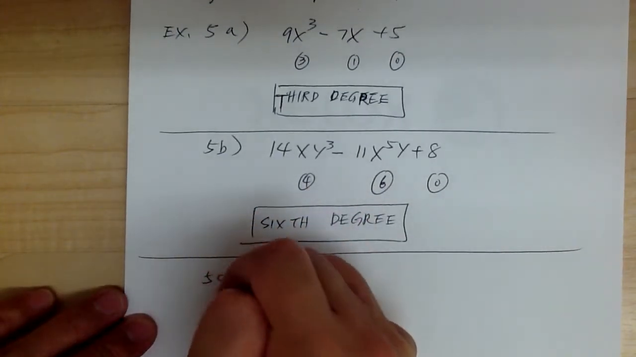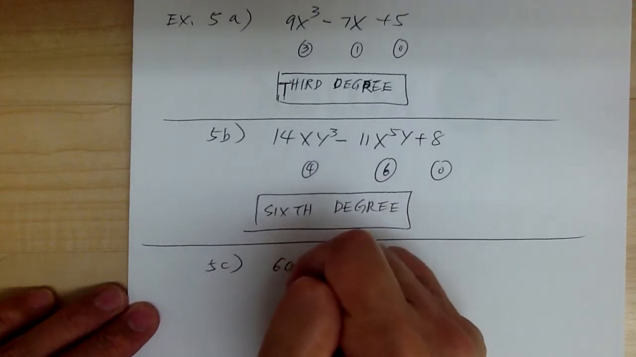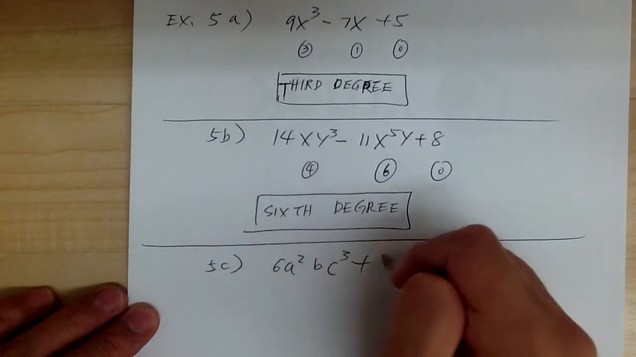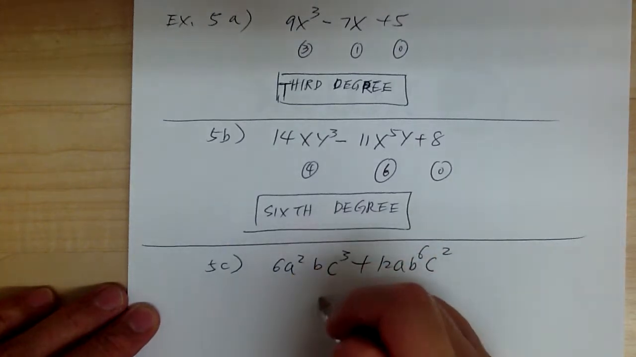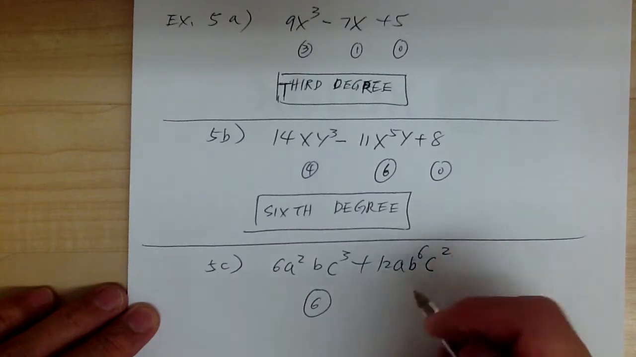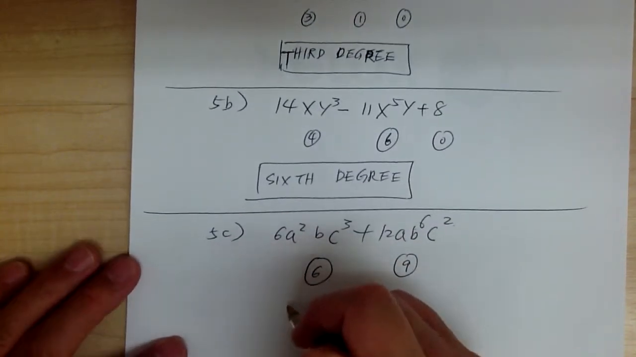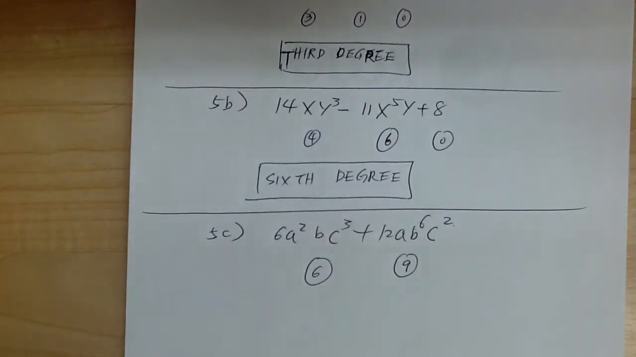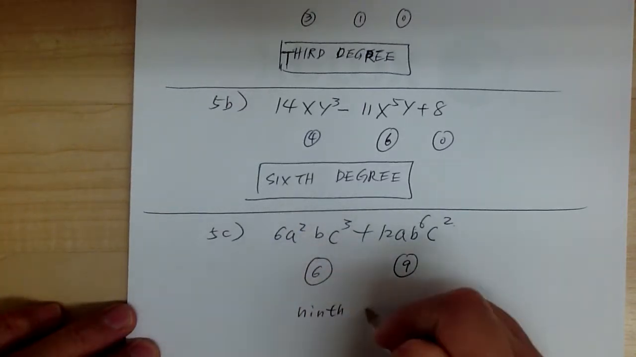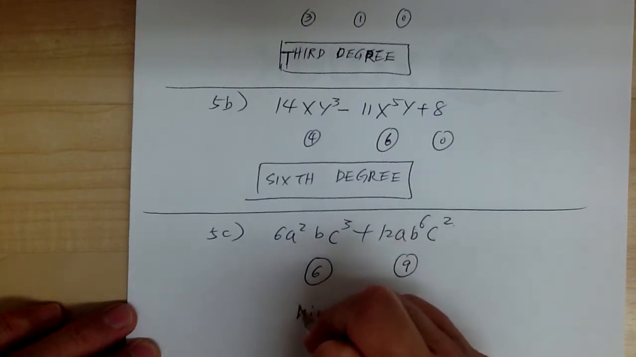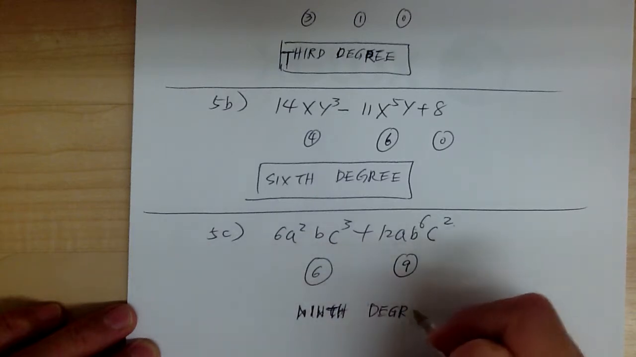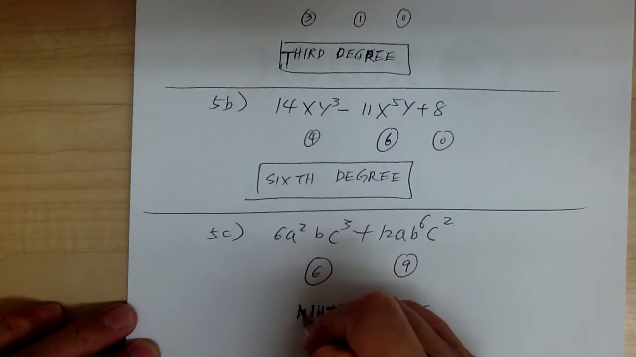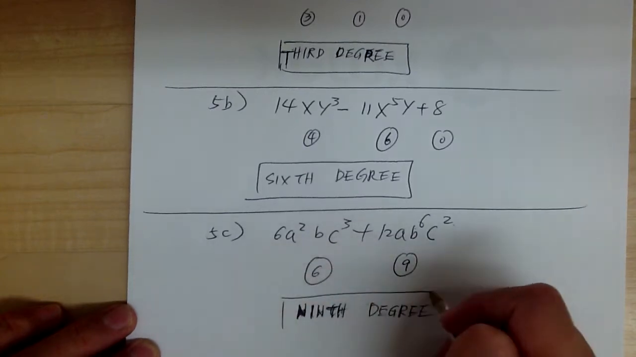Okay, let's go to 5c. You have 6a squared b c to the 3 plus 12ab to the 6 c to the 2. So this one has 2, 1, 3, so this one is 6. This one is 1, 6, and 2, so this is 9. So in this case, this is the 9th degree. Okay, you take the highest one.